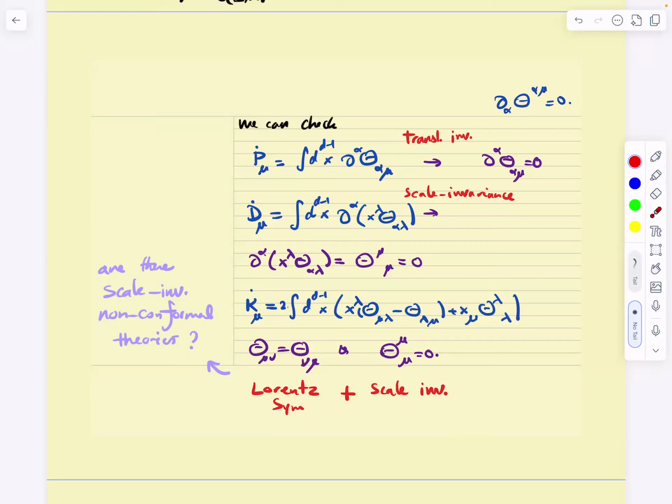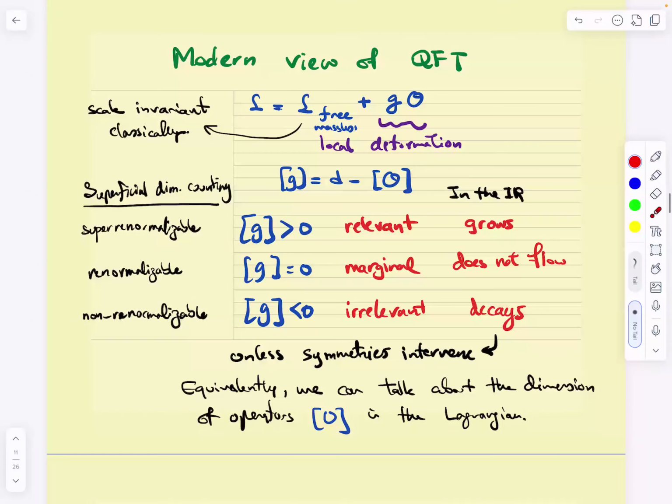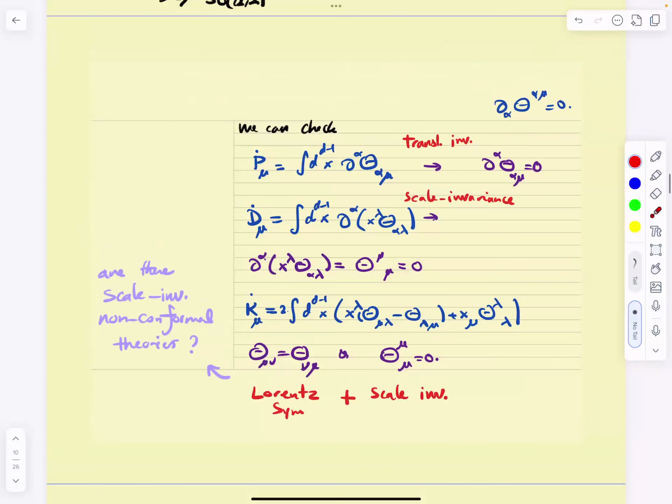Questions? I encourage you to think about why this is the case. It's a pretty important point. All right, good. It's a natural stopping point to ask questions.